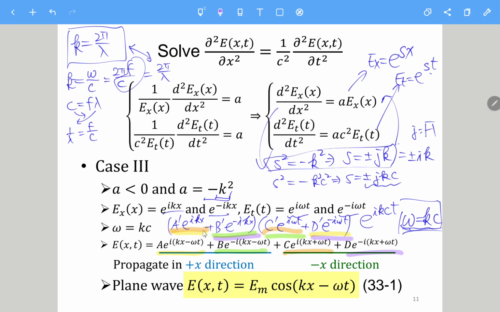And then of course a prime, c prime and so on are undetermined variables, so we can just make them a, b, c, d. And based on this, we know that if we have kx minus omega t, it means that the wave is propagating in the positive x direction.